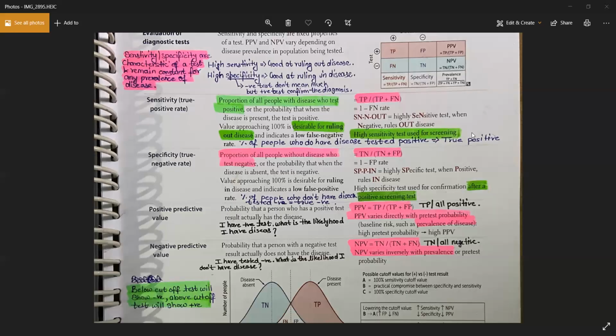Okay, so a screening test should be a test which will detect every disease process, even in the individuals which do not have the disease process.